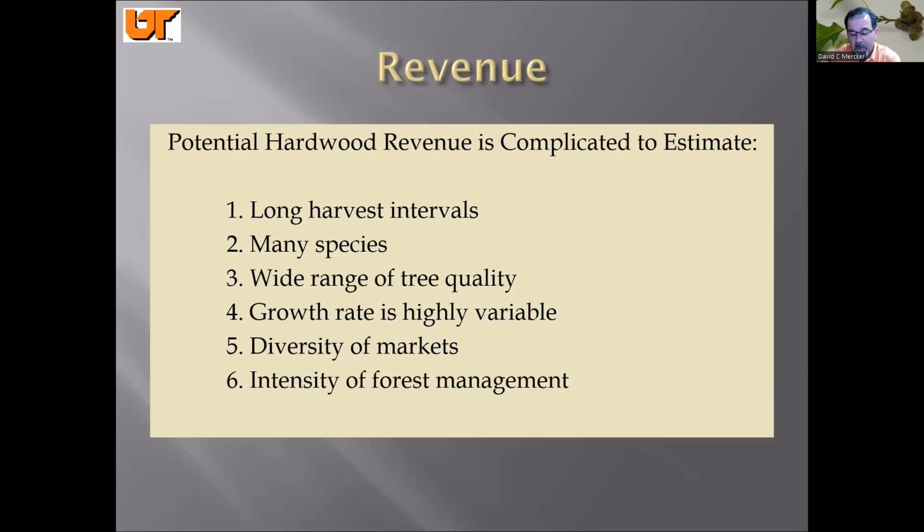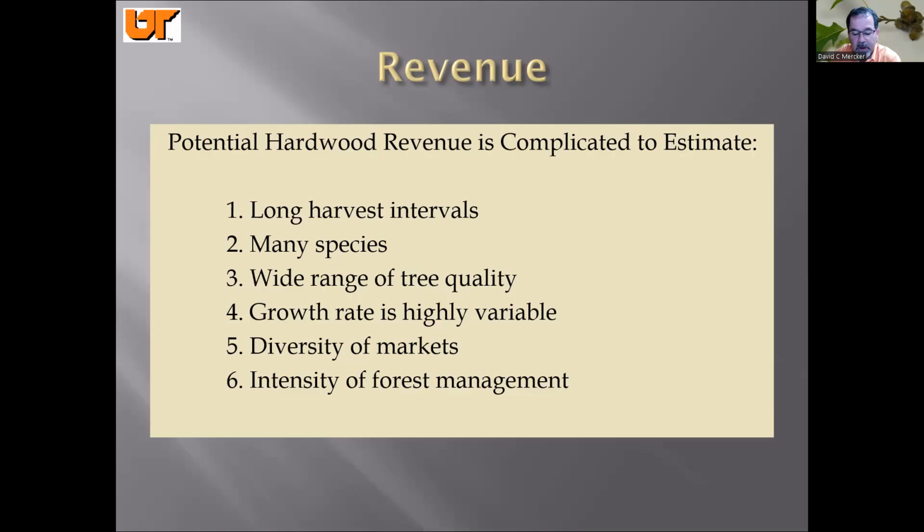Now, for hardwood timber revenue, the potential revenue calculation is far more complicated. There are just many variables, and some of the important variables include the following. We've got long harvest intervals. Prices for crop and livestock vary from season to season, and this affects budgeting. However, hardwood harvest may occur only every 15 to 30 years or more.